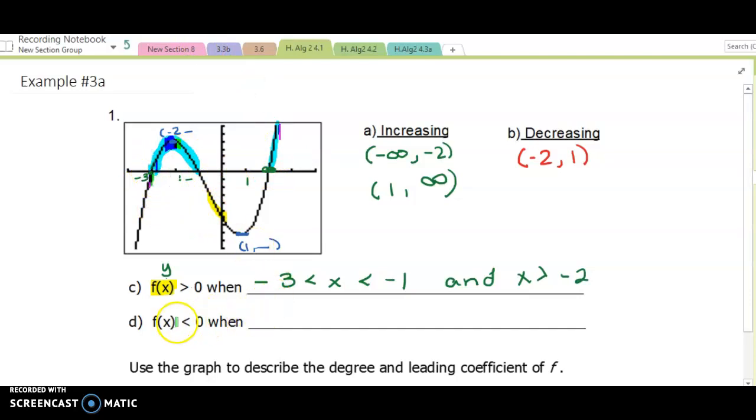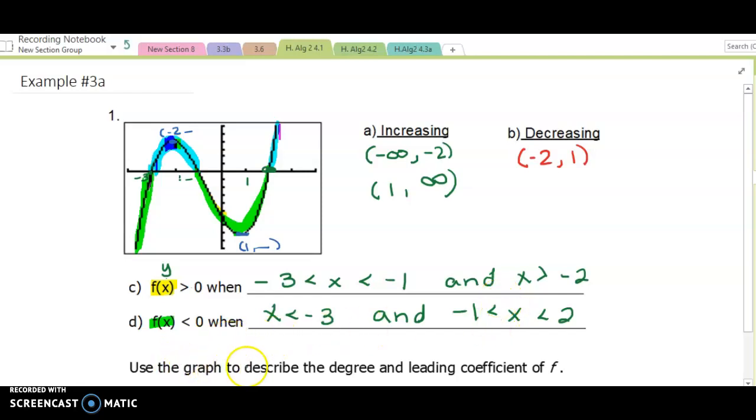Now, our y value is less than 0 when we are below the x-axis. So we're below the x-axis here, and we're below the x-axis here. We would say we're below the x-axis when x is less than -3, and between -1 and 2. So -1 is less than x, which is less than 2. Okay, so that's how we do that.